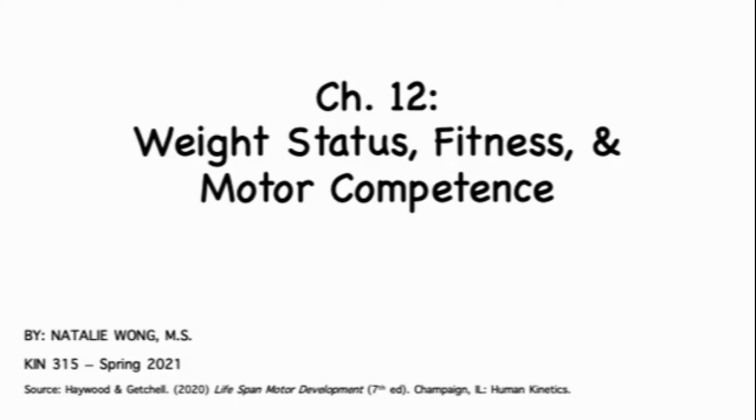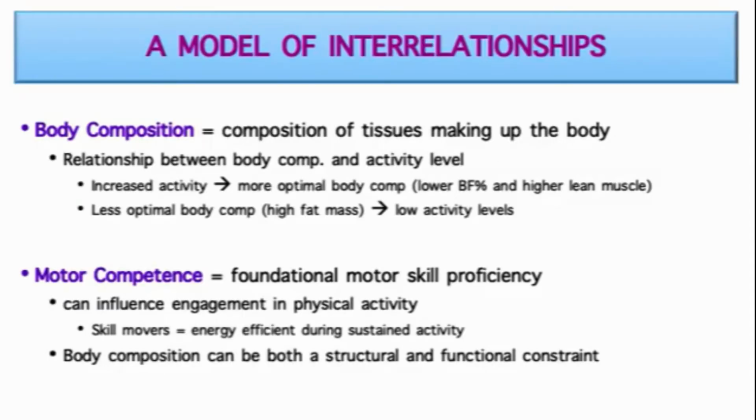All right, this is our lecture on Chapter 12, which is looking at the interrelationships and individual changes that we see in weight status or body composition, overall fitness, and motor competence. Like I just mentioned, there are a lot of interrelationships that could happen between these three things. So we have to think of them as a working network instead of individual components of humans, right? And so typically we identify our definitions before proceeding with the conceptual development.